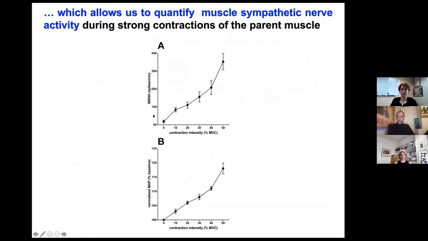But importantly, we can record, in terms of spikes per minute, the increases in muscle sympathetic nerve activity to a contracting muscle, even up to 50% of maximal voluntary contraction. And here's the blood pressure increase during isometric contractions. We can clearly see that there is an increase in sympathetic outflow to the contracting muscle.